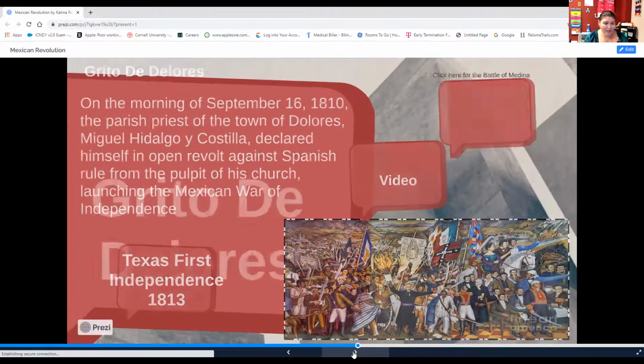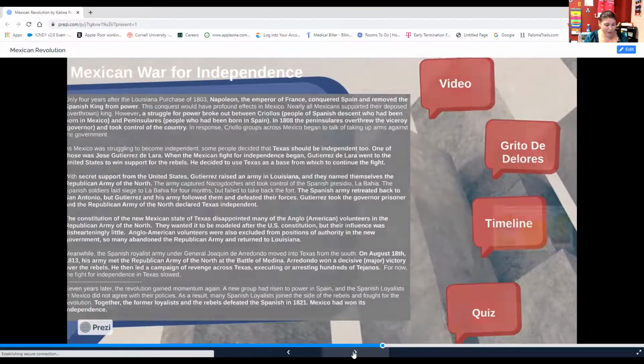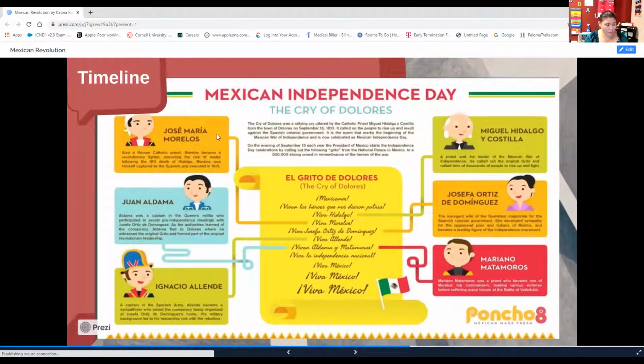Okay, and then as we go from there, we have your main people inside, the Cry of Dolores. This is just the whole idea of the speech. The Cry of Dolores was a rallying cry uttered by the Catholic priest Miguel Hidalgo y Castilla from the town of Dolores on September 16, 1810.